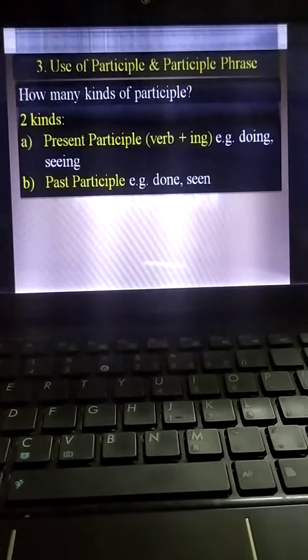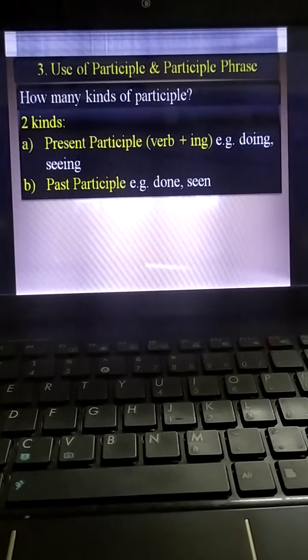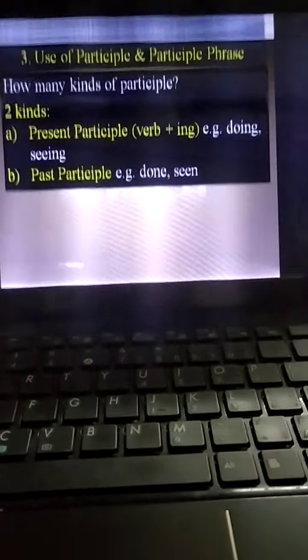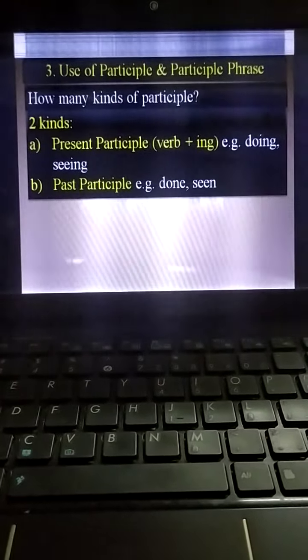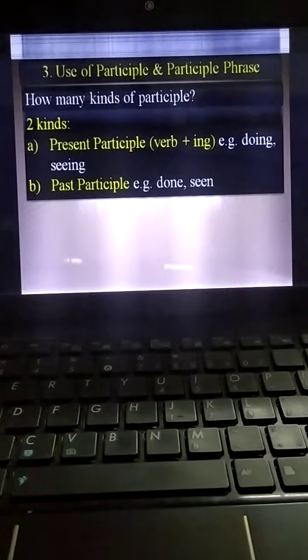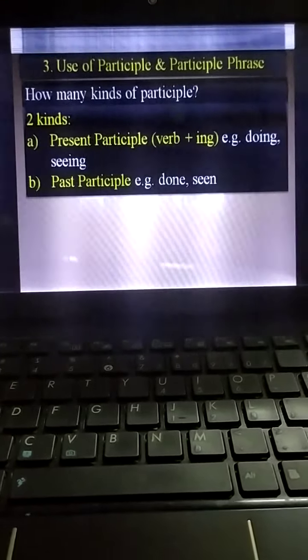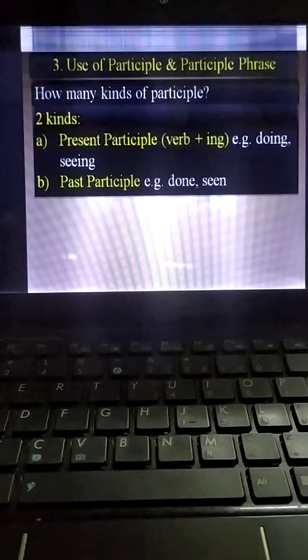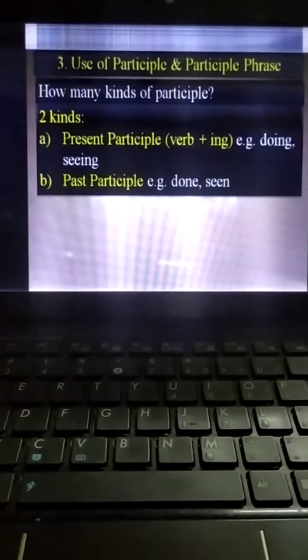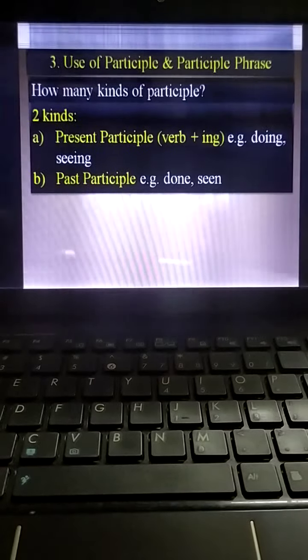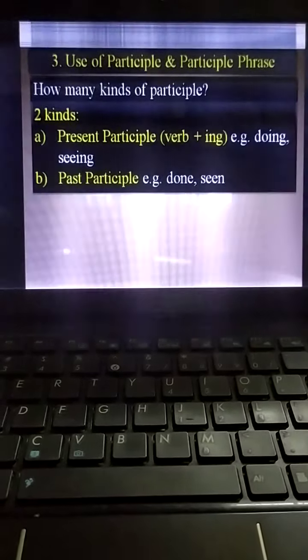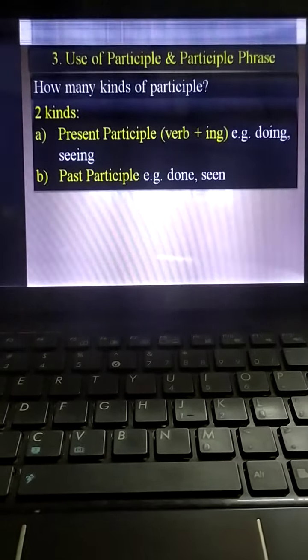Two kinds of participle. If you are asked to use participle, then you have to remember you have to use two kinds of participle, whether it is present participle or past participle. Past participle means past participle form of any verb. Present participle means verb plus ing.